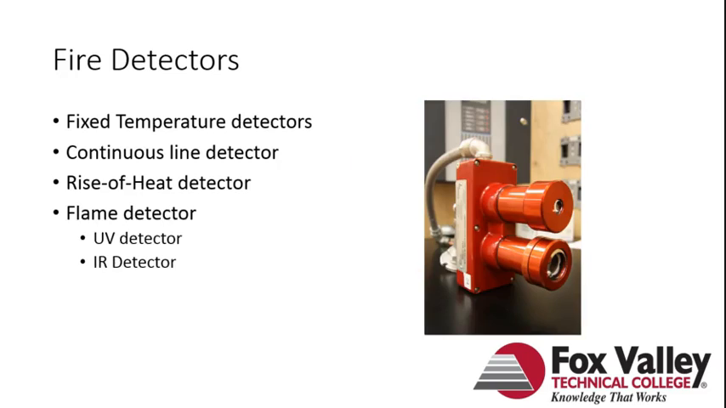And then the fourth type is the flame detector. What that does is look for the actual light. It could be UV, it could be IR. It's going to look for the specific light that's associated with a flame. Usually you'll see these in very high hazard environments, computer rooms, things like that, where as soon as you see a flash, you want to extinguish it right then and there.